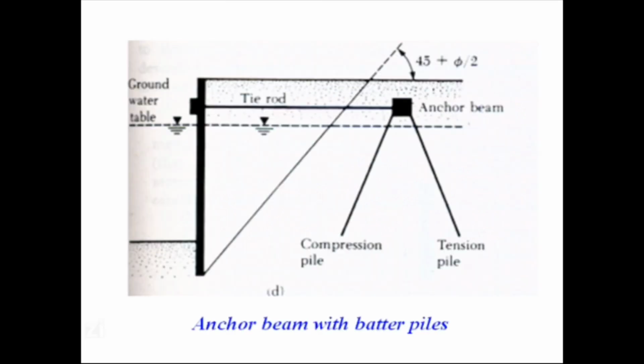For the next method, we have the anchor beam with batter piles. These are anchor beams supported by batter piles, often used to anchor sheet pile walls, especially where the subsoil is rock or good enough to support the pile loads. The anchor beam with batter piles should be located away from the active zone behind the retaining wall.